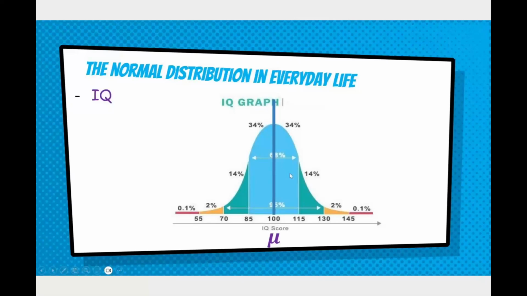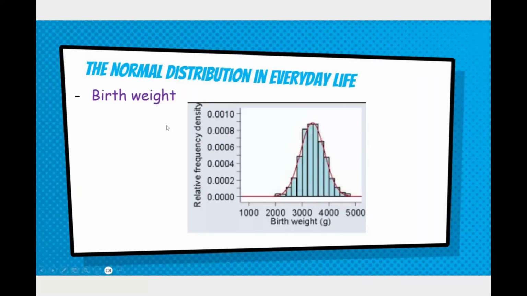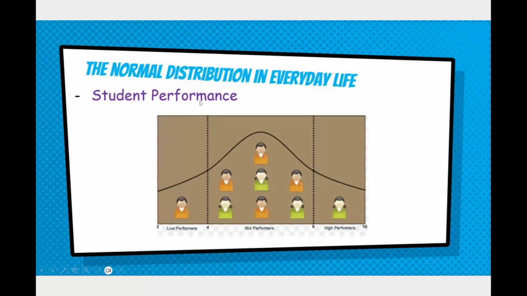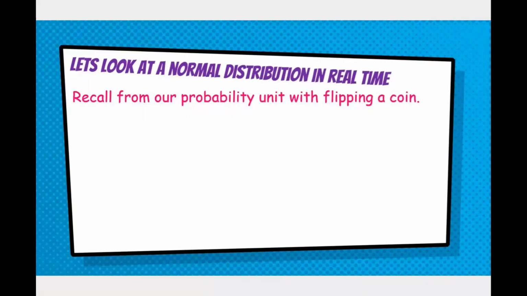IQ, same thing. The mean is going to be around 100, but that middle section between 85 and 115 is relatively common. Shoe size would be considered a normal distribution. Birth weight, same thing. Student performance, same thing. The stock market, same thing. So those are all normal distributions.